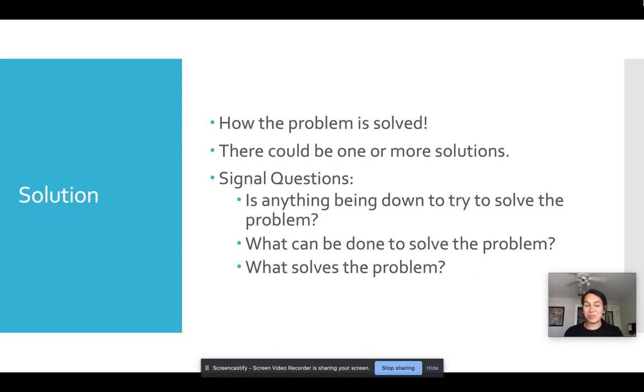So obviously our solution is how our problem is solved. There can be more than one solution. When you guys watch your next video, there actually will be multiple ways that the characters try to solve the problem, and then there's actually just one way that it's solved. So, our signal questions for solution are: is there anything being done to try to solve the problem? Are there steps being taken? What can be done to solve the problem? And what ultimately solves our problem?